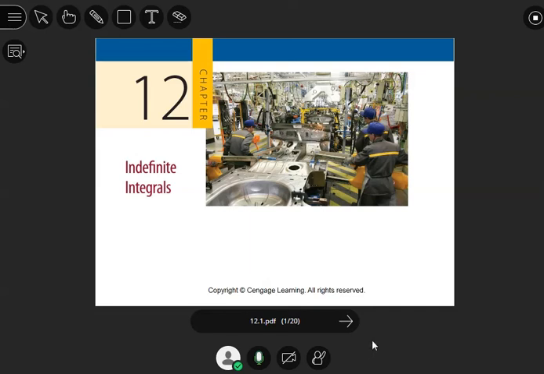So hi everyone, today I'm going to discuss indefinite integrals. This is the beginning of a new section because previously we have learned about differentiation. Now we are going to start our second step. It is called integrals. Integrals have two categories. First one is definite integrals and the second category is indefinite integrals. Today I am going to discuss indefinite integrals.